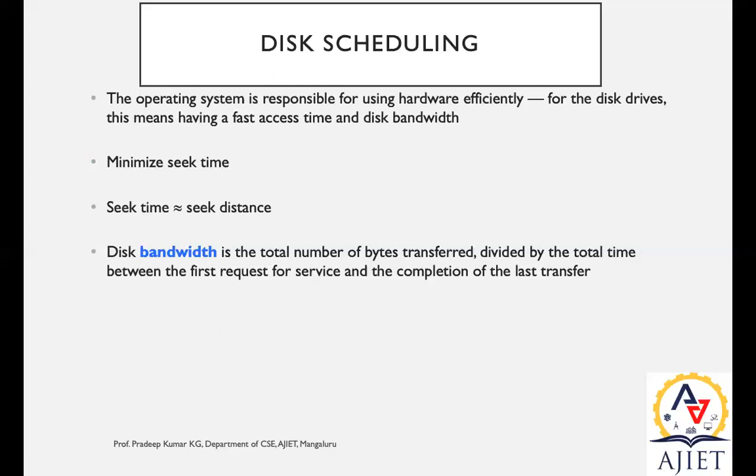For example, the total number of bytes transferred in a particular period, so that is bandwidth. So what period? The total period is the total time between the first request for service and the completion of the last transfer. That is how disk bandwidth is calculated.